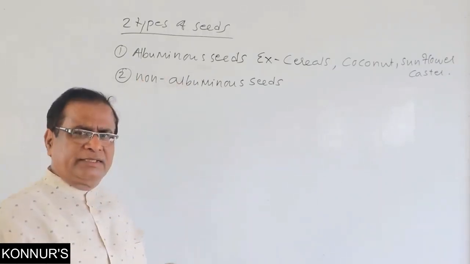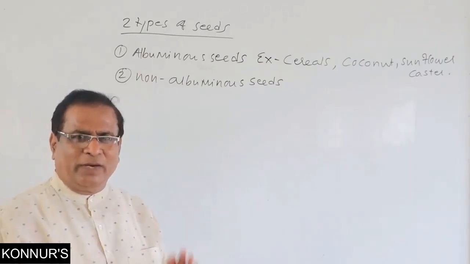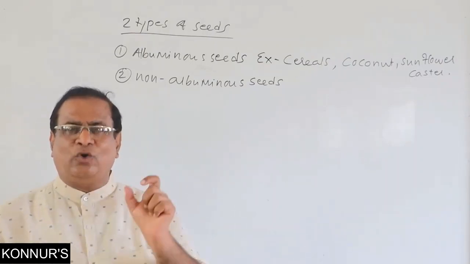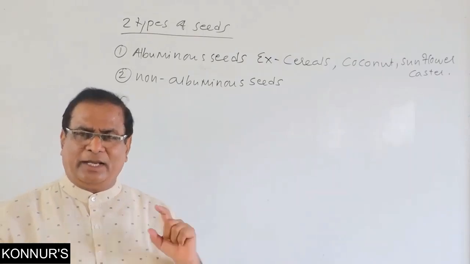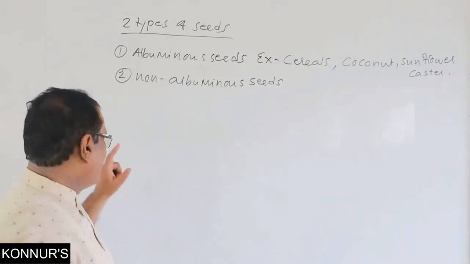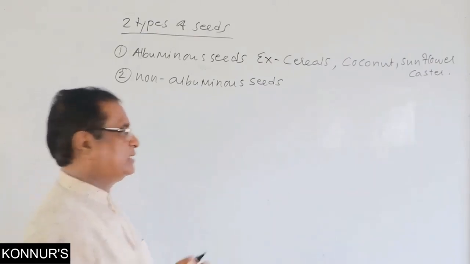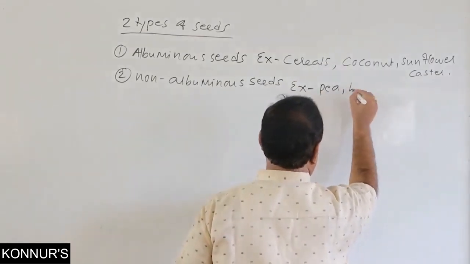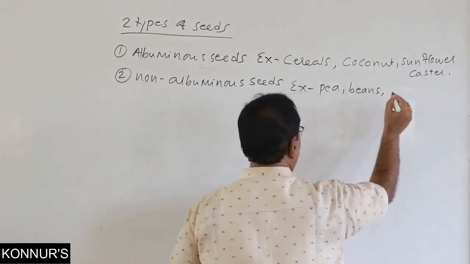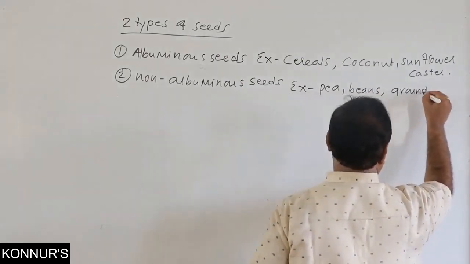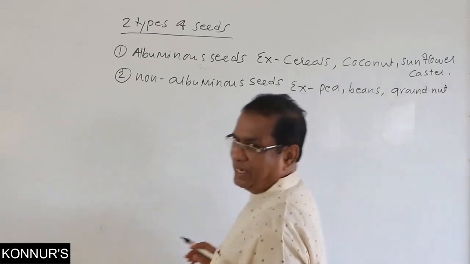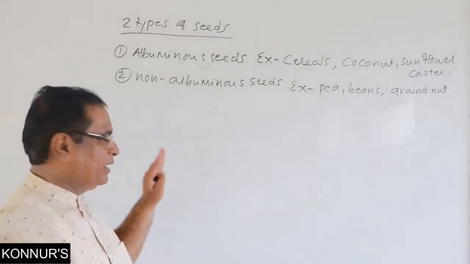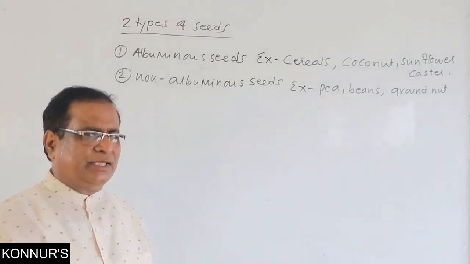And the non-albuminous seeds are the seeds in which endosperm is absent. It means that endosperm is used up in the development of the embryo. Examples for non-albuminous seeds are papilionaceae members like pea, beans, groundnut, where we don't find any endosperm at all. Those are non-albuminous seeds.